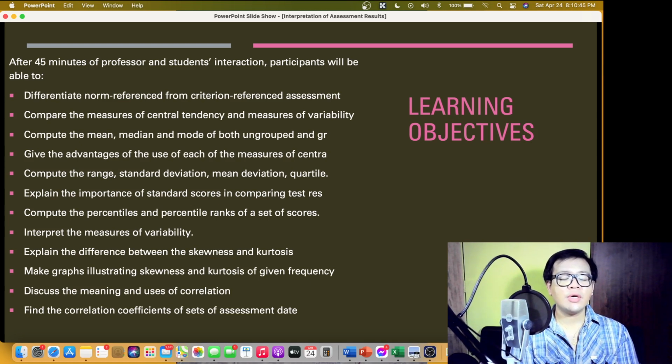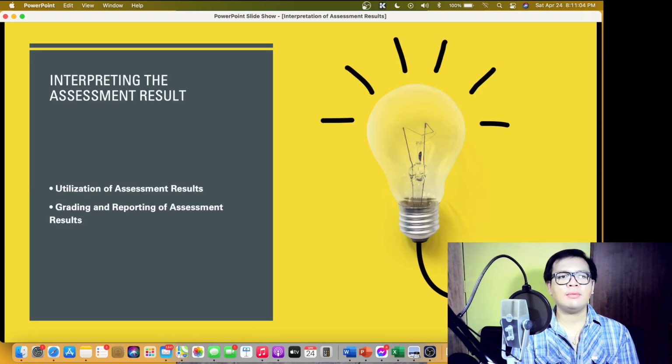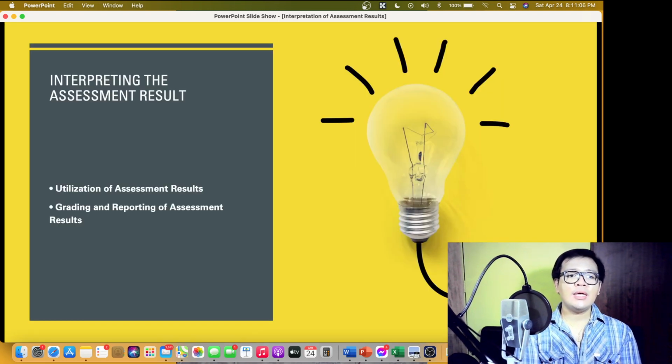of a set of scores, interpret the measures of variability, explain the difference between skewness and kurtosis, make a graph illustrating skewness and kurtosis of a given frequency, discuss the meaning and the use of correlation, and find the correlation coefficients of a set of assessment data. So, interpreting the assessment results.